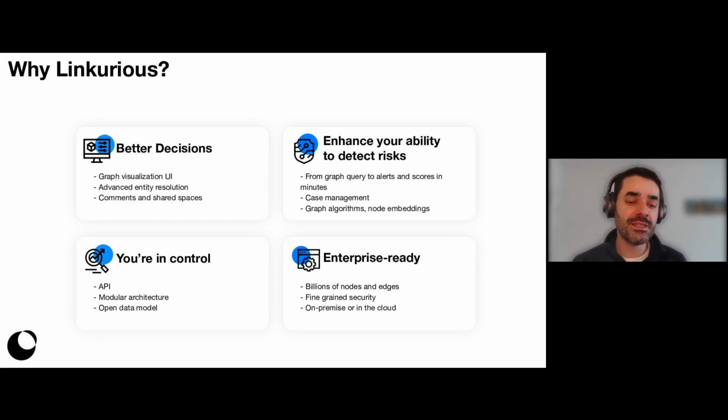So in terms of flexibility, we provide an API, a modular architecture, and an open data model, which means that no matter the use case, no matter the context, it will be possible for your organization to apply Linkurious to your graph data. And finally, in terms of enterprise readiness, with the ability to scale to billions of nodes and relationships, the ability to manage very finely access rights and secure the data, and the fact that it's possible to deploy the platform on-premise or in the cloud, it's very easy to work with the platform, even in challenging contexts.